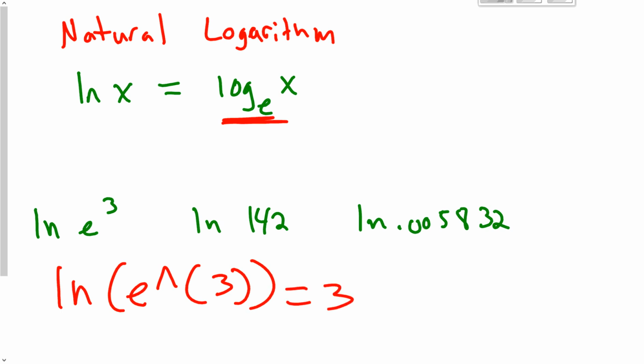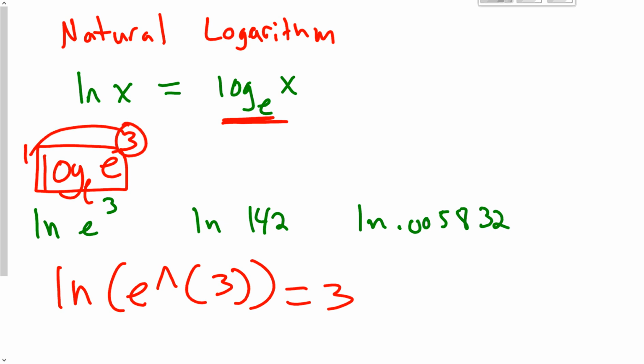Because remember, ln is log base e, so this would be log base e of e raised to the 3. I can bring this exponent out front, so it's 3 times log base e of e, and log base e of e is 1, because e raised to what is e? That would be 1. So that answer is 1.